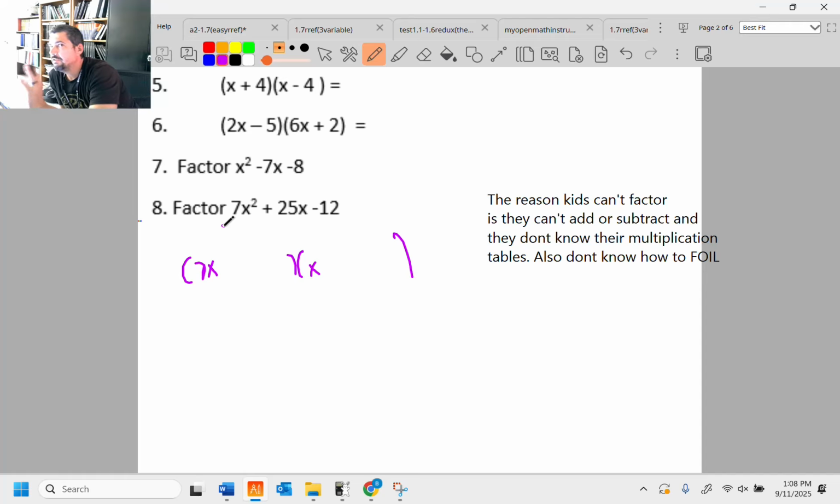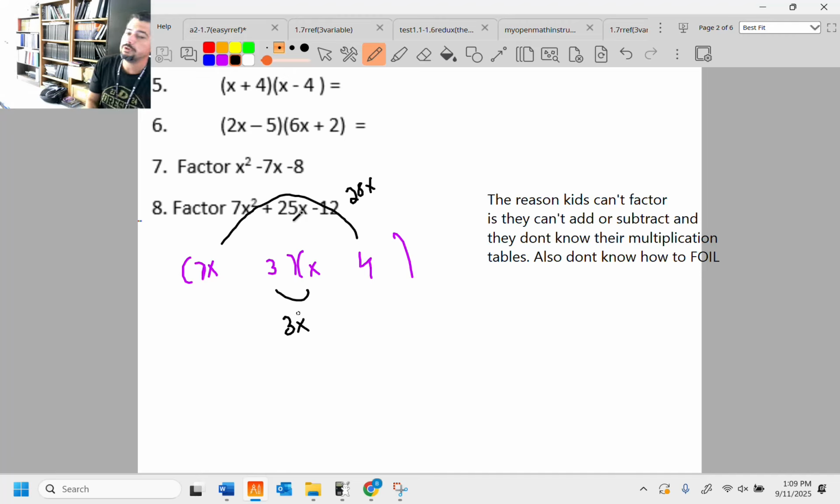Factors of 12 could be 1 and 12, 2 and 6, 3 and 4. I'm going to go with 3 and 4, and I'm actually going to put them in the order I mentioned because I know how to multiply. 7x times 4 is 28x. 3 times x is 3x. And I also know how to add and subtract.